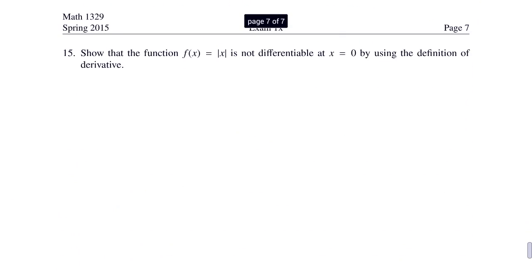Lastly, we have problem 15. Show that the function f of x is equal to the absolute value of x is not differentiable at x equals 0. This is exactly one of the examples we did in the notes, so I'll let you refer back to your notes for that one.